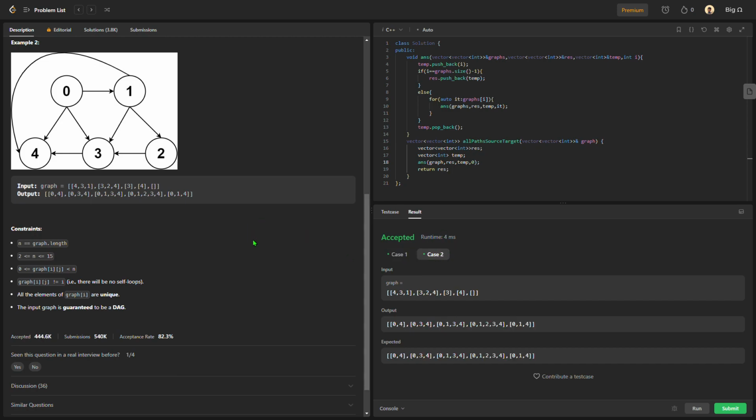Then we are having this example, 4 3 1, 3 2 4, 4 and empty output, that it went 0 till 4 is a path. 0 4 is a path. 0 3 4, that is a path. 0 1 3 4, that is also a path. 0 1 4, yeah, that is also a path. 0 1 2 3 4, that is also a path. So that is it, we are done with the question.